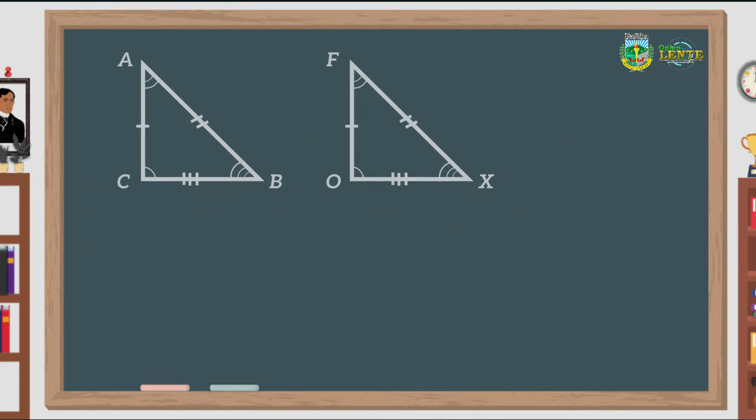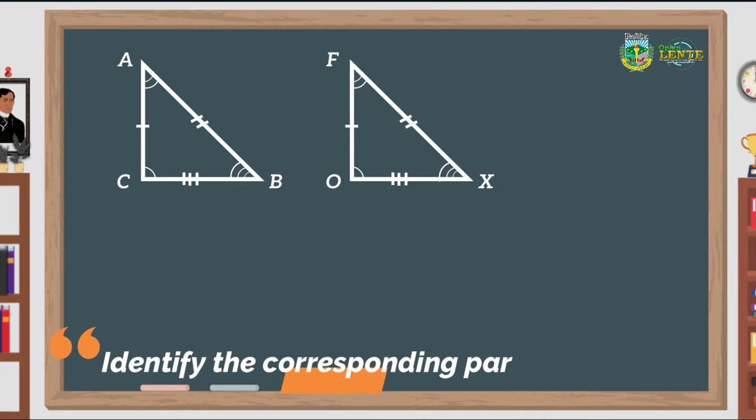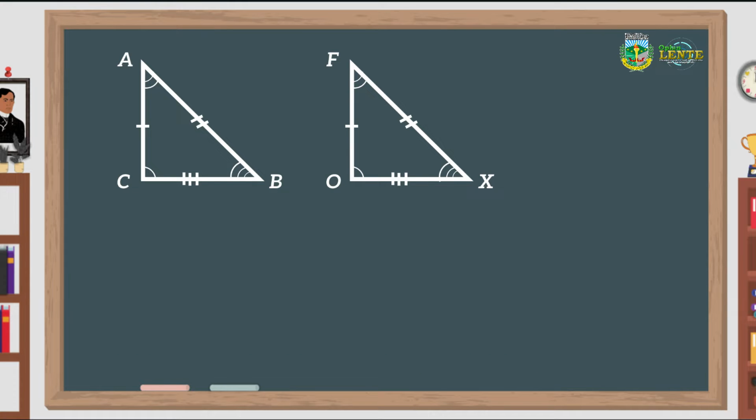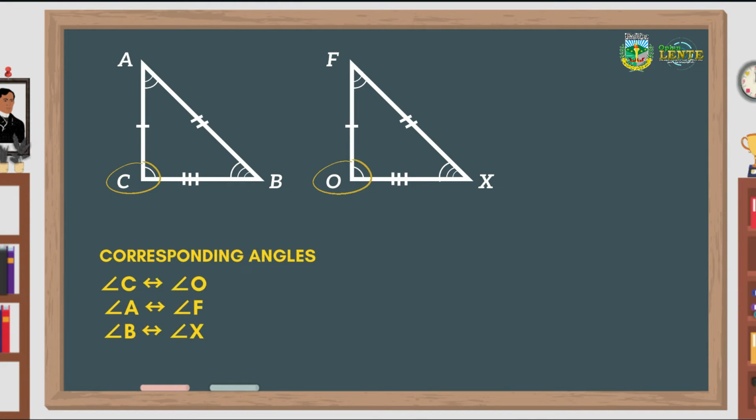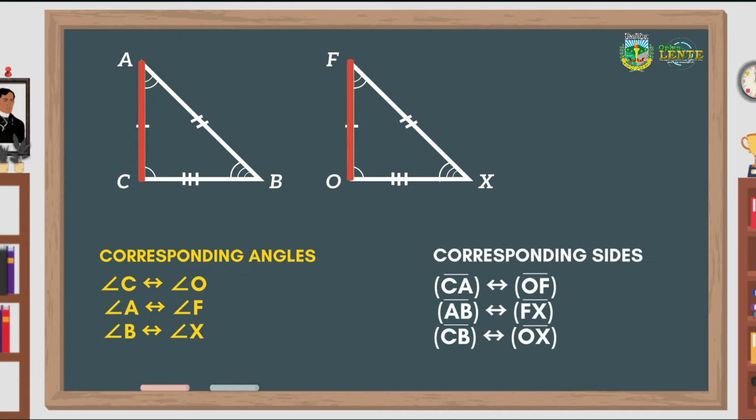Consider triangle CAB is made to coincide with triangle OFX. Identify the corresponding parts. For corresponding angles, we have angle C corresponds to angle O. Angle A corresponds to angle F. Angle B corresponds to angle X. For corresponding sides, we have side CA corresponds to side OF, side AB corresponds to side FX, and side CB corresponds to side OX.